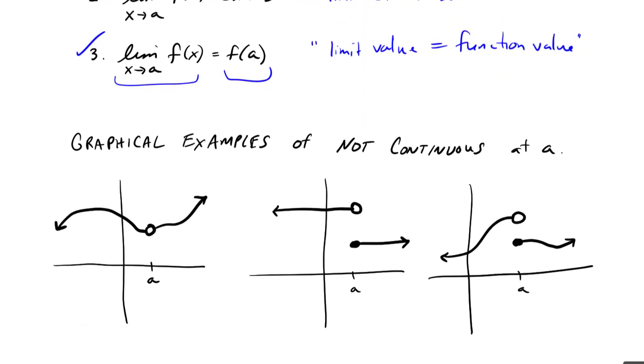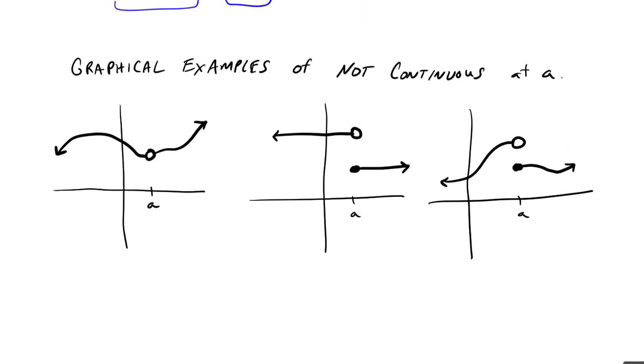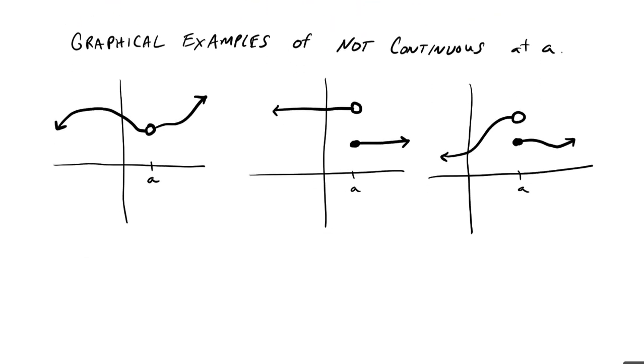Okay, so as with past things, we'll take a look at some graphical examples here to see when this might not be the case. Okay, so each one of these graphs here gives an example of basically when one of those conditions is violated and therefore the function does not end up being continuous. So it's not continuous at a.